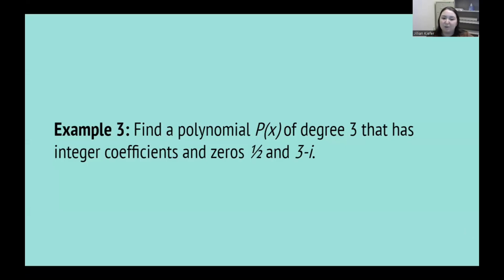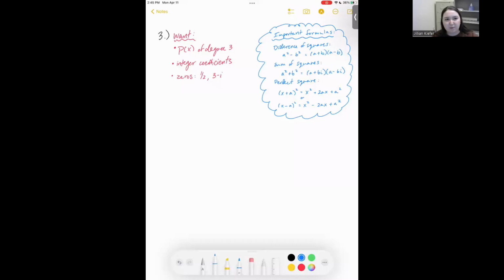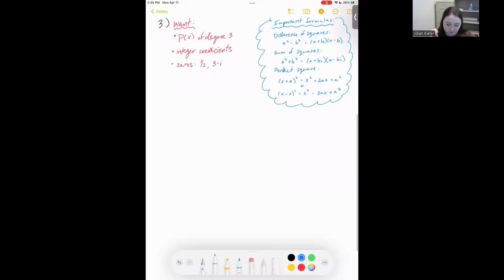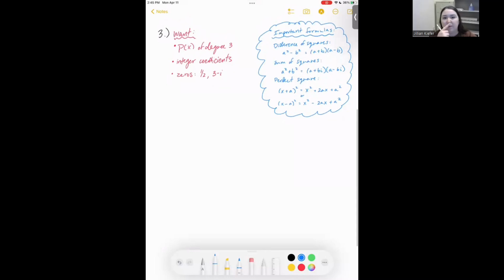And this leads us into our next example. Example 3, we want to find a polynomial p of x of degree 3 that has integer coefficients and the zeros 1/2 and 3i. So let's go ahead and work on this example. All right, so here we are working on example 3. Now our problem told us that we want a polynomial of degree 3. It has to have integer coefficients and it has to have the zeros 1/2 and 3i.